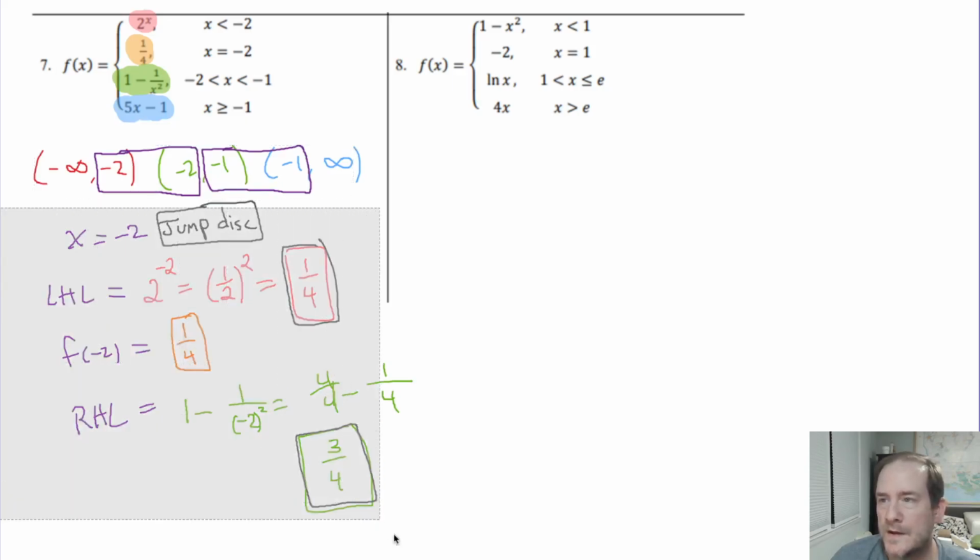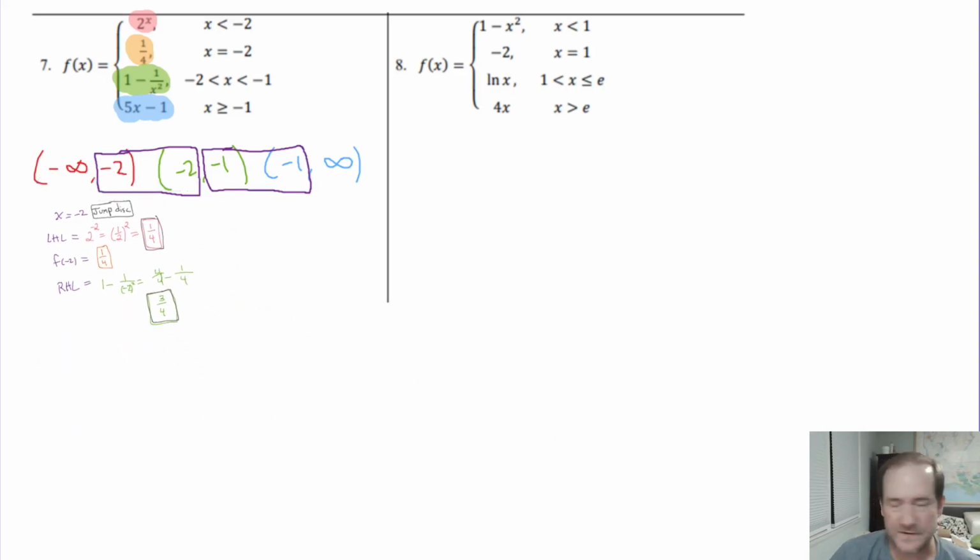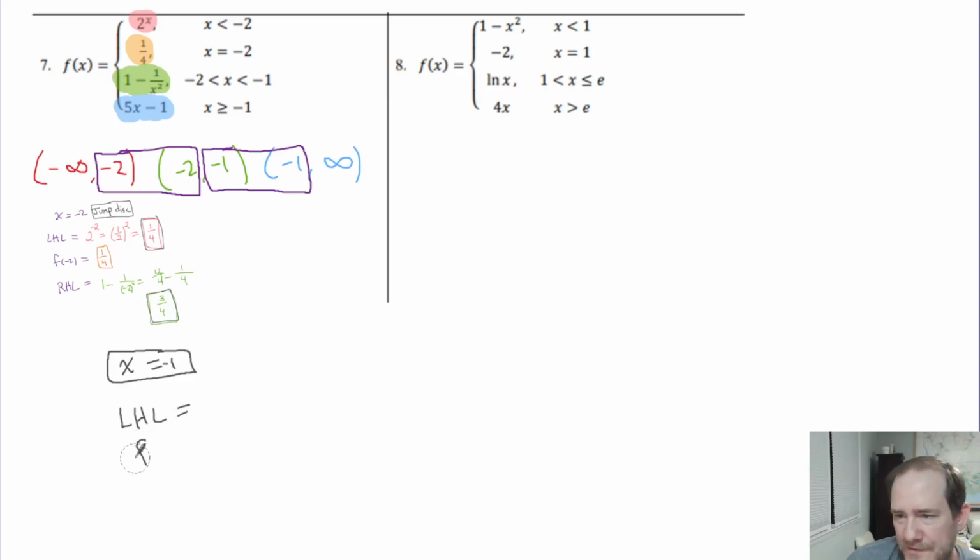Okay, great. So we're going to test at -1 now, see if we're continuous or if we have some kind of discontinuity. And again, to test at -1, we're going to have to find the right hand limit, left hand limit, yada, yada, yada. So left hand limit, function value, right hand limit.